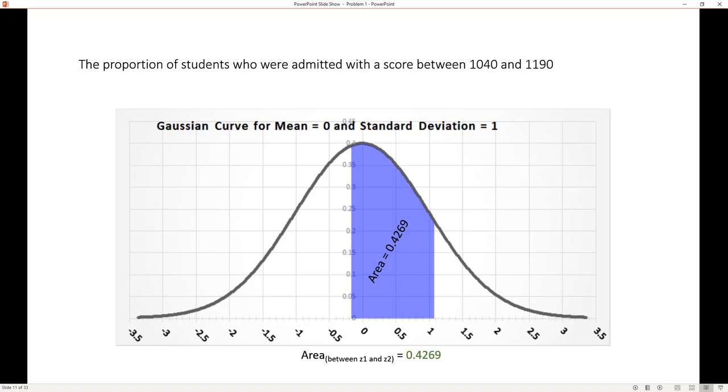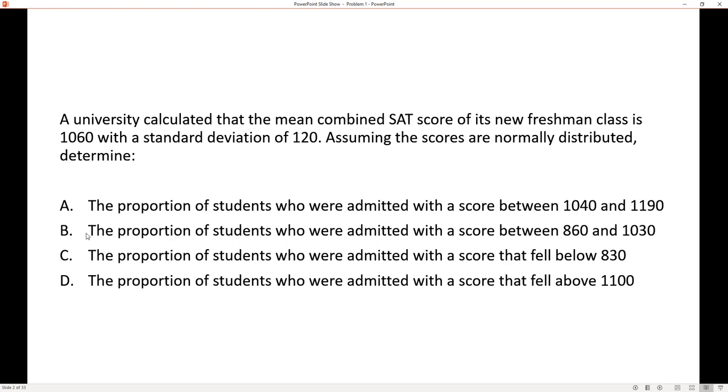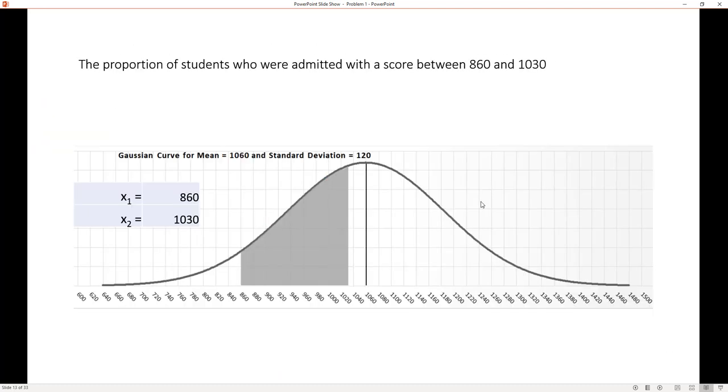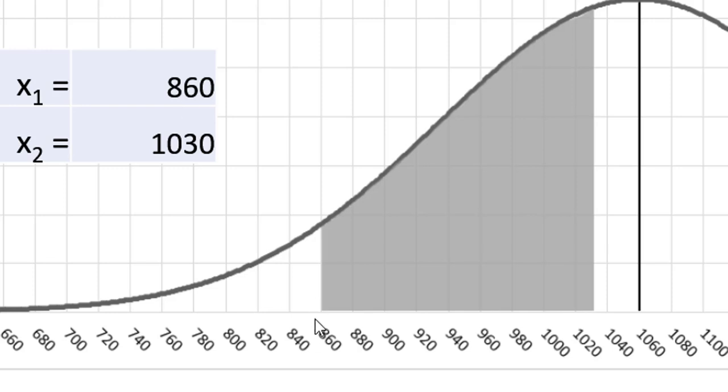Let's go on to the next problem. So B is asking for the proportion of students who were admitted with a score between 860 and 1030. Let's see what that looks like on a diagram. This is what the original normally distributed data diagram would look like. 860 is right here. 1030 is right here between 1020 and 1040, and this shaded area would represent the proportion of students that scored between those two scores.